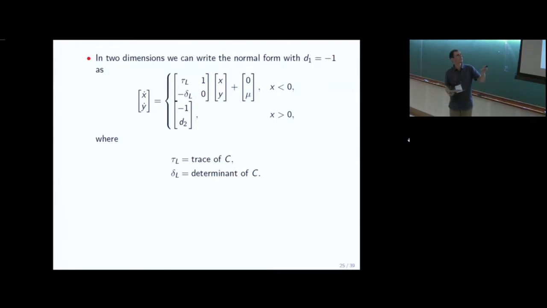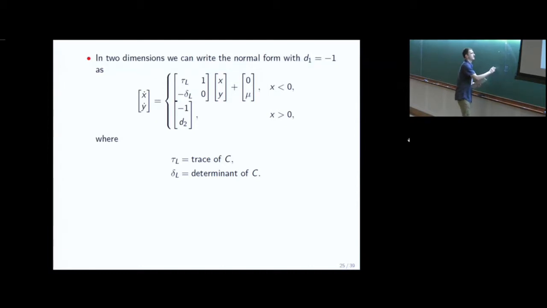If you want to understand the case D1 is positive 1, you can just reverse time. Okay, so we've got 3 parameters, tau, delta, and D2, as well as the border collision bifurcation, as well as the boundary equilibrium bifurcation parameter mu. Okay, so first we'll consider what happens when mu equals 0. So with mu equals 0, we've got an equilibrium on the switching manifold.